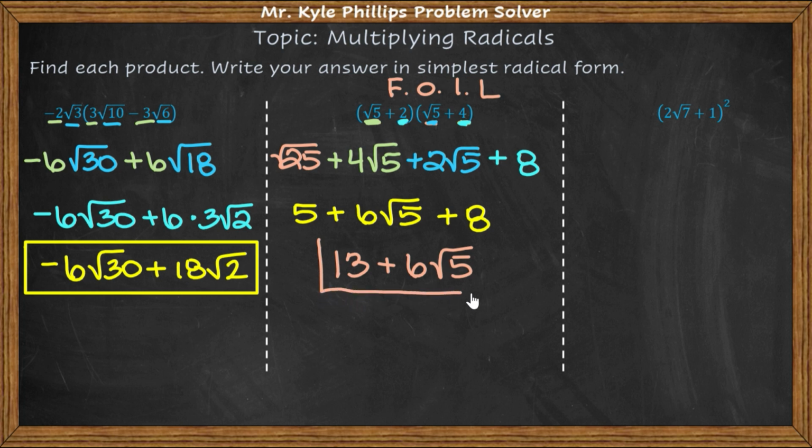And this cannot be simplified further. There is no radical attached to the 13, so you cannot combine it with the 6. So here you would leave it separate like this.